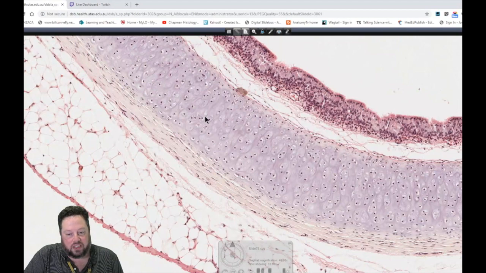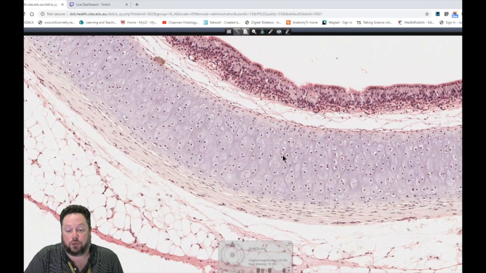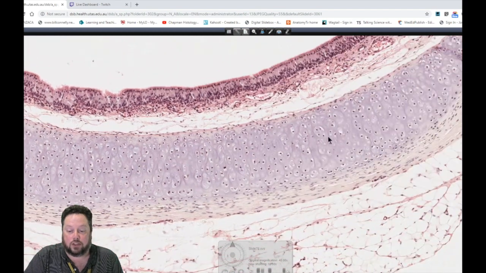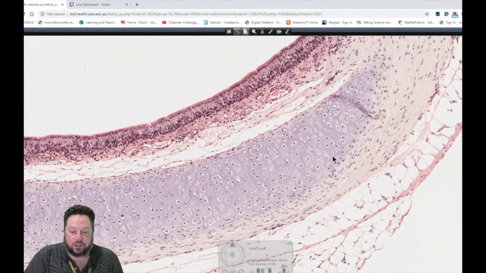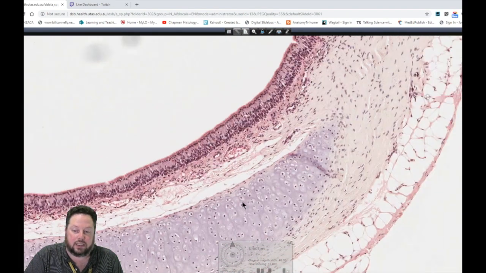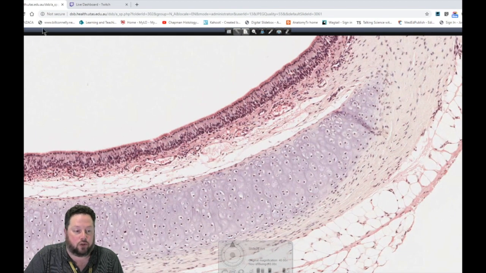Okay, so does anyone, assuming anyone's out there, have any questions relating to the histology of hyaline cartilage? So this is in the trachea. Obviously it's quite a large structure here, as I say, forming this C-shaped ring.